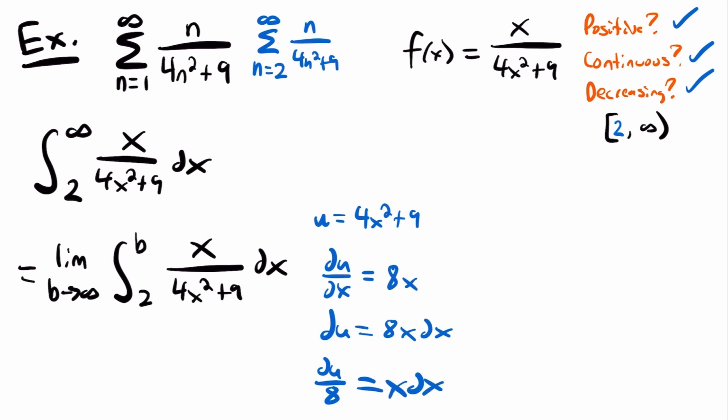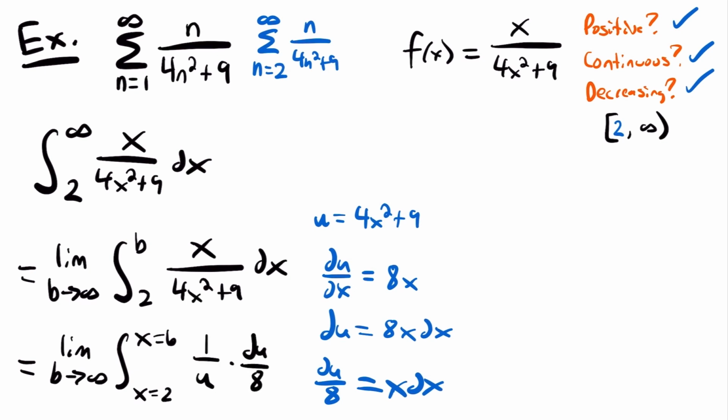Okay, and so now we can use u substitution to rewrite this integral and then integrate. And it's going to be in the form that we can integrate with the log rule of integration. And so you'll see that, but let's write it out. This will be equal to the limit as b approaches infinity of the integral from x equals 2 to x equals b of 1 divided by u times du divided by 8. Okay, so we replaced 4x squared plus 9 with u, because that's what we set it equal to, and we replaced x dx with du divided by 8, because that is what that is equal to.